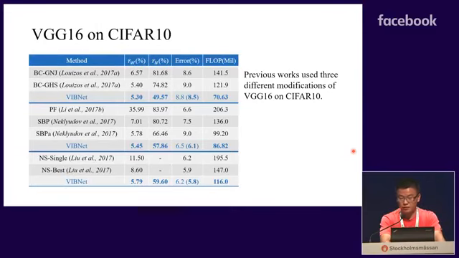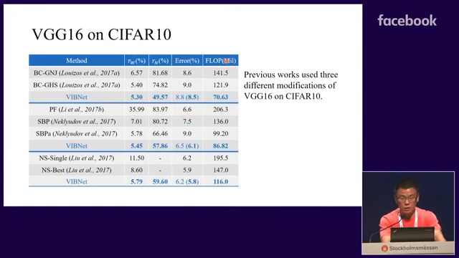We then evaluate the VIB nets on the real-world data set, CIFAR-10, with a modified VGG16 network structure. To fairly compare with previous works, which use different modifications of VGG16 and training schemes, we use exactly the same setting as them. In this table, there are 3 different blocks, which means they use different modifications or training schemes. And we run exactly the same scheme and compare with the previous methods.